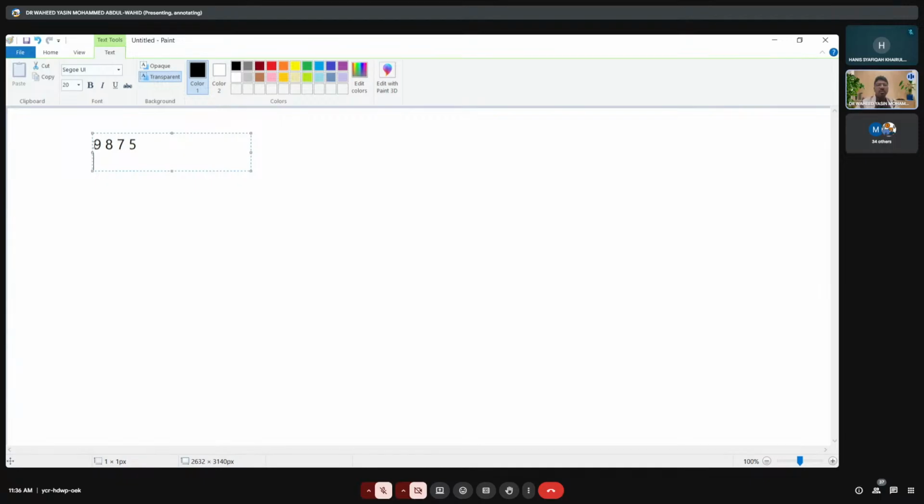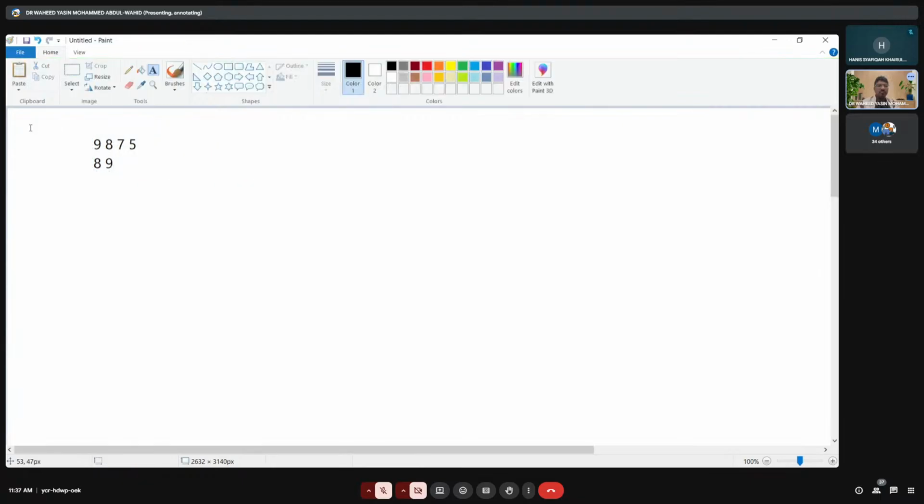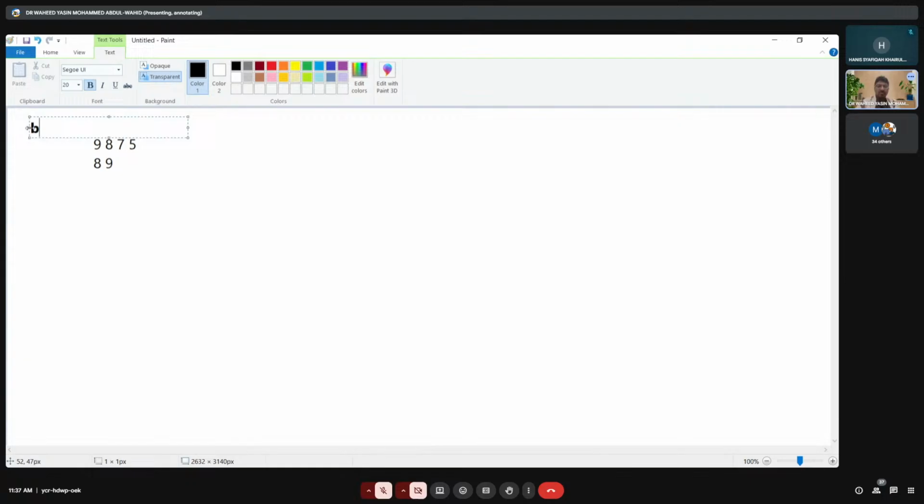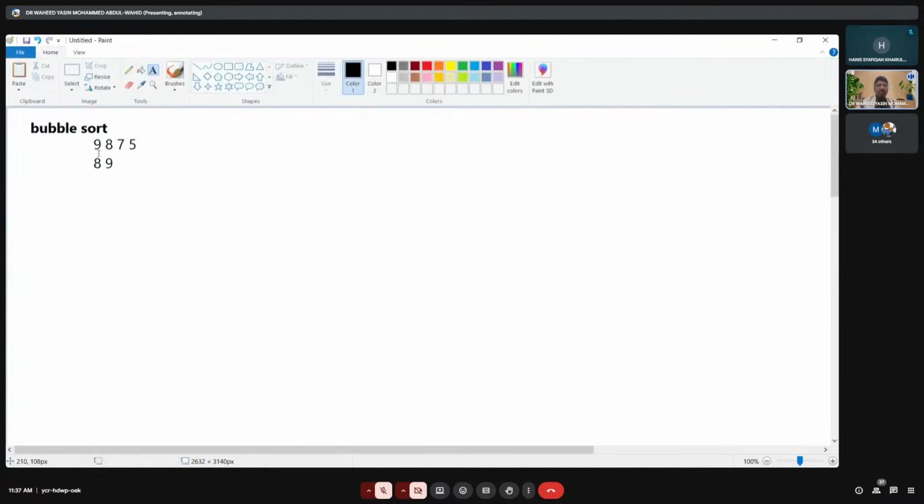In bubble sort, we compare 9 with 8. Then we swap, giving 8, 9. This is bubble sort. Here we compare each element with its neighbor. Is 9 greater than 8? Yes, so we swap: 8, 9, 7.